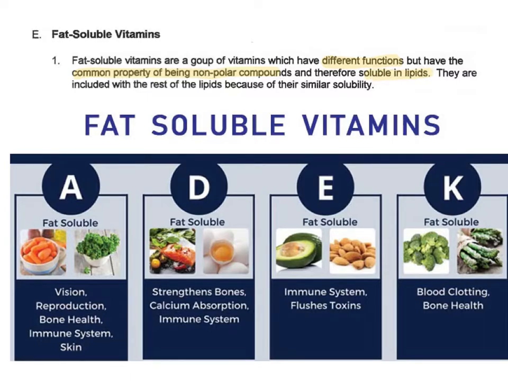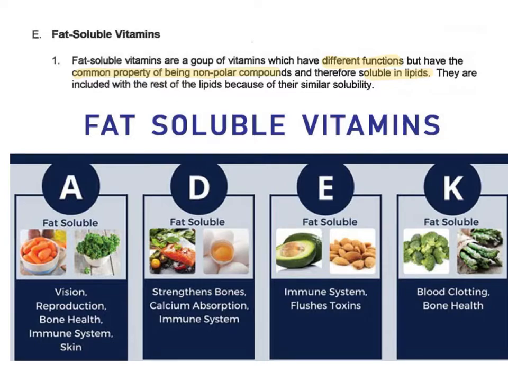The four fat-soluble vitamins are A, D, E, and K. Vitamin A is probably most known for its benefits to vision and to the skin. Vitamin D is most known for the benefit of strengthening the bones, and interestingly can be formed in the body when it is out in the sun, and that's why you're expected to go out to the sun a little bit every day.